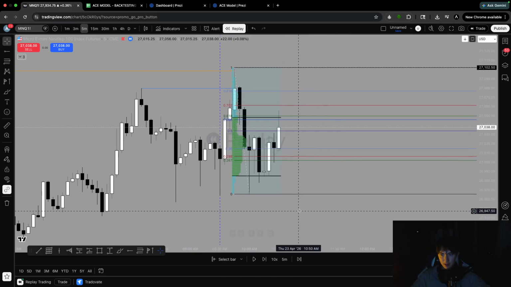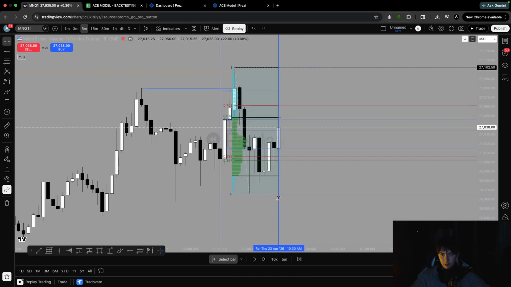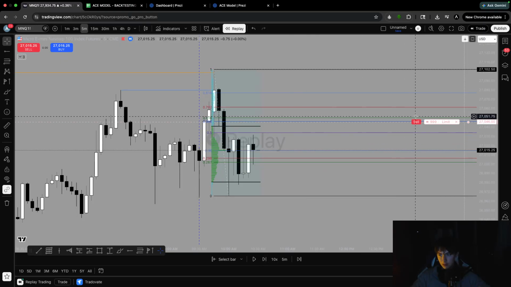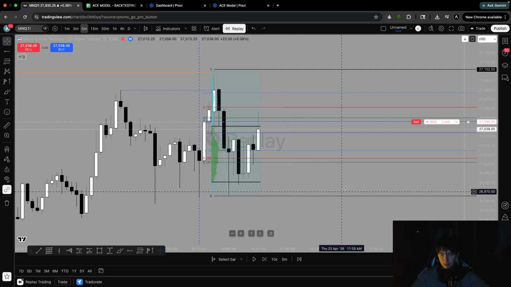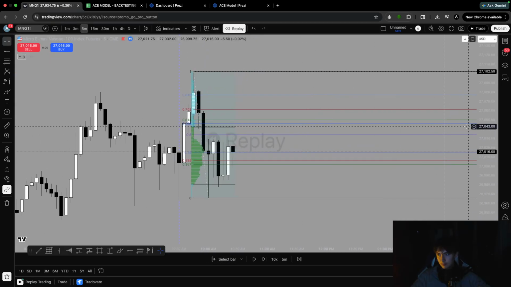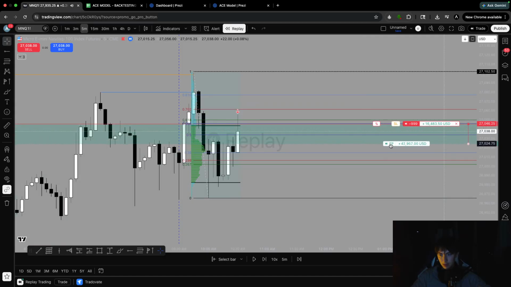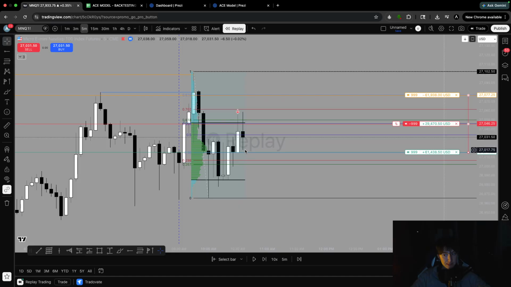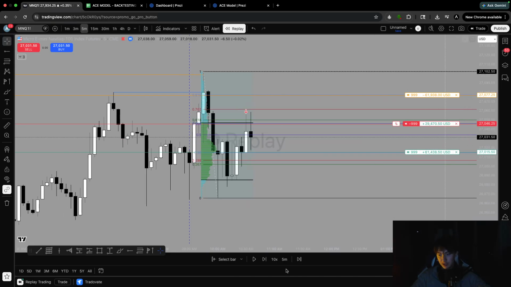All right, that would be an entry right there. Let's rewind one just so we can get the entry on that blue line. Oh, brother, why did it not? Blue line, and we go blue line to blue line. Definitely probably would have moved to break even here.